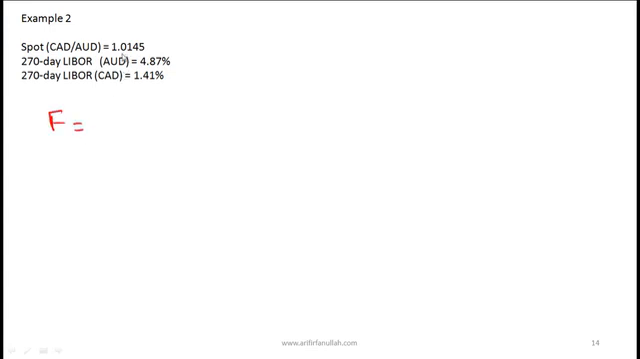The first thing you do on a question like this is to be clear about the base currency and the price currency. So given the convention that's being used in the curriculum, we say that Canadian dollar over Australian dollar is equal to 1.0145. This is the base currency, and the Canadian dollar is the price currency. So essentially we are saying that 1 Australian dollar is worth 1.0145 Canadian dollars.